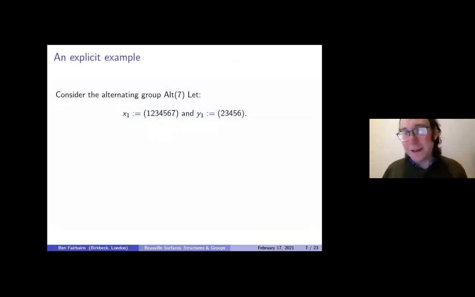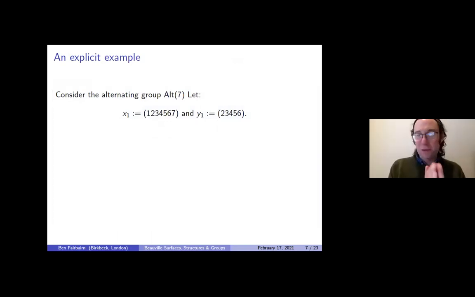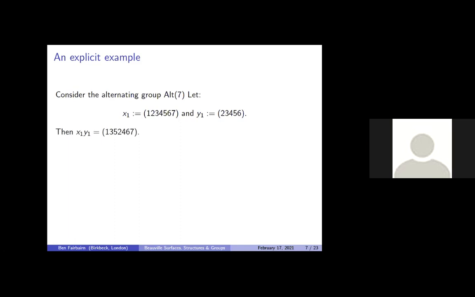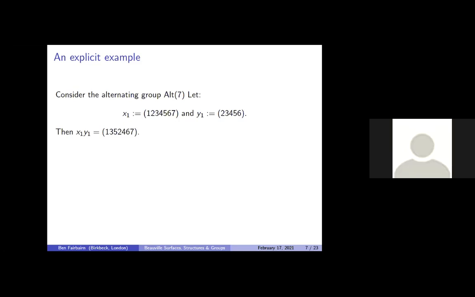Okay, if that was really confusing you, let's get explicit for a moment, just to really hammer home what this definition is. Take the alternating group A7, the group of all even permutations of seven objects. One possible Beauville structure comes from the following. Take X1 to be the 7-cycle (1 2 3 4 5 6 7), and Y1 to be the 5-cycle (2 3 4 5 6). You can easily verify, with pen and paper or a computer, that their product is also a 7-cycle, (1 3 5 2 4 6 7).